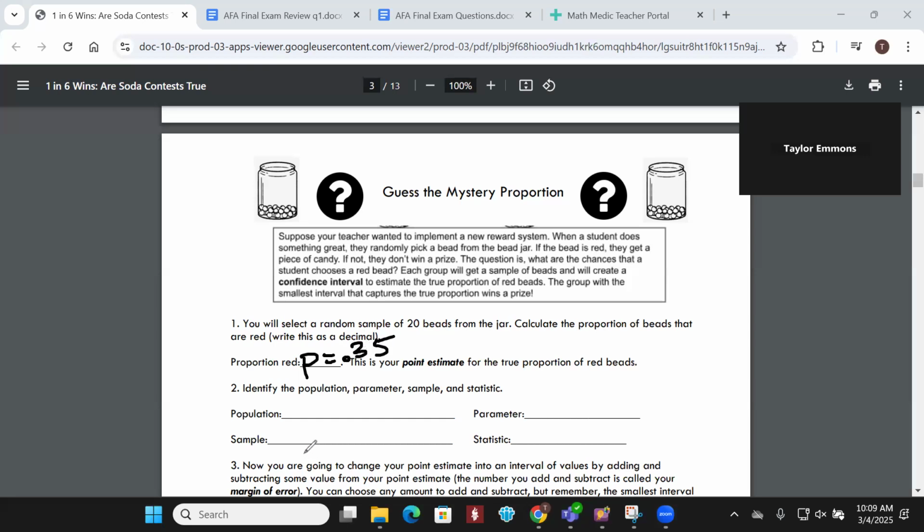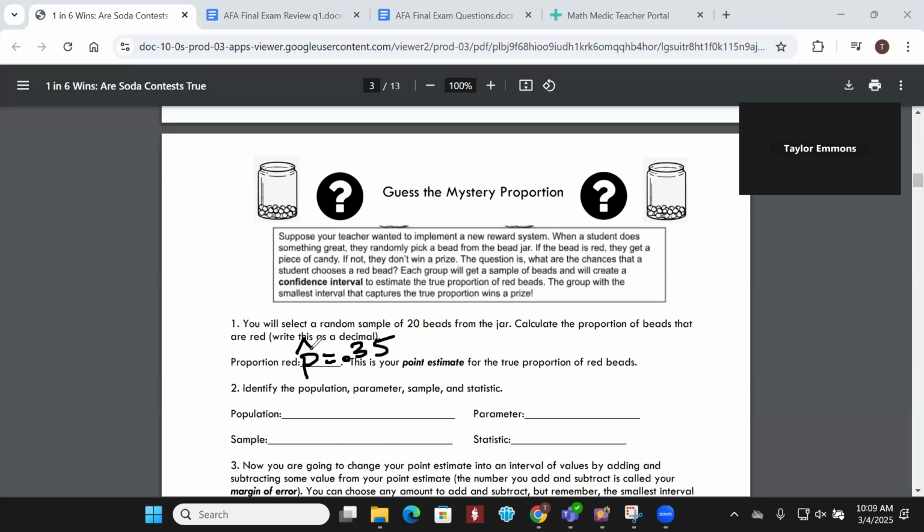Is this p or p-hat? Why? Because it's a sample. We don't invite the entire population to the party. You have a dunce hat. Yes, a dunce hat. Okay, this is called your point estimate. For the true proportion of red beads, identify the population, parameter, sample, and statistic.